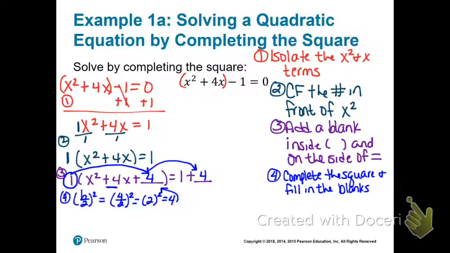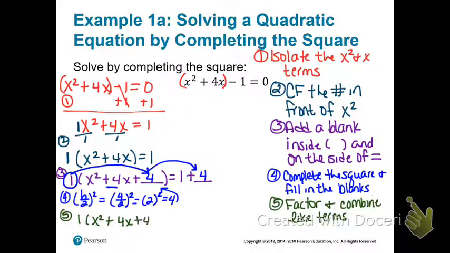All right, so step 5 is we're going to factor the left side and combine like terms on the right side. So I'm going to write this down this one time. I'm just going to bring down what I have in step 3 written down here now, so that I can factor right underneath it. All right, so we're just going to bring down our 1. This is a simple trinomial, so we're going to open 2 sets of parentheses.